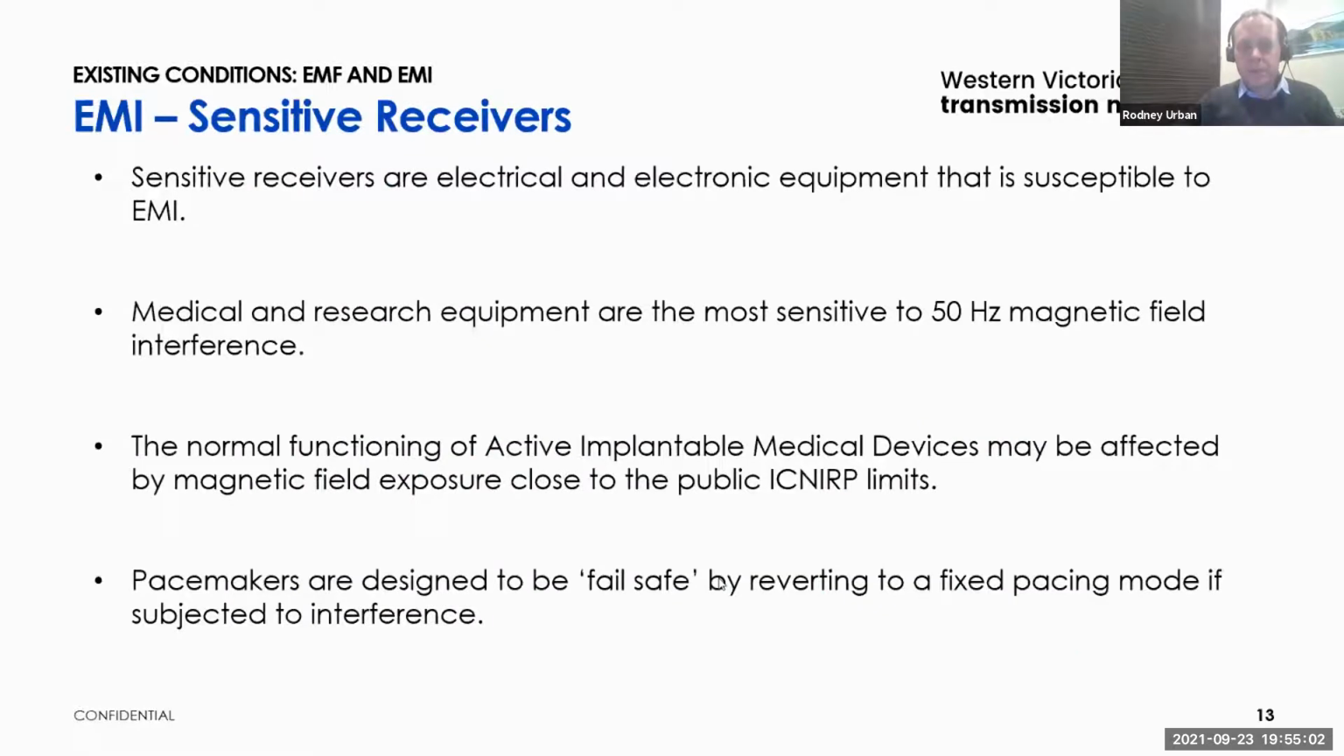Devices that are typically sensitive to this include medical and research equipment, imaging equipment that requires very low background field levels, because the imaging equipment is using electromagnetic fields to image the body, and also microscopic details. There are also active implantable medical devices which can be affected by magnetic field exposure specifically. So we're talking about cardiac pacemakers and the like, cochlear implants.